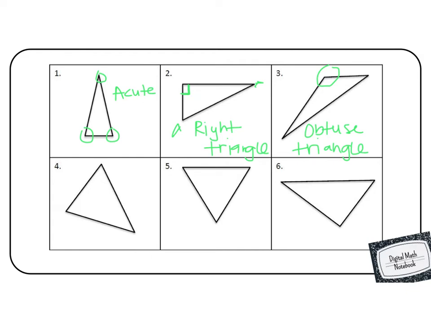Our fourth one, let's see, none of those look like 90 to me or more than 90, so that would be acute. Number 5 looks just like number 4, that's also acute. And if we look at number 6, this corner looks pretty square to me, so this looks like a right triangle. Pause if you need to look at these notes while you type in your digital math notebook.